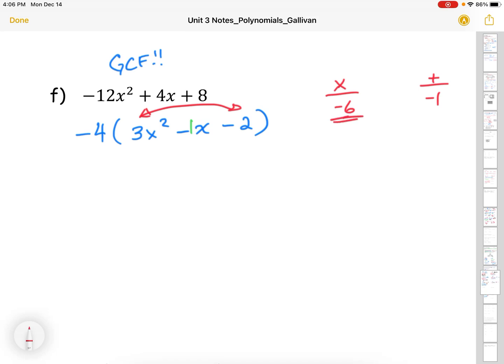Okay, so let's think of our products of negatives, or our factors of negative 6. Negative 2 times 3 and negative 3 times 2.